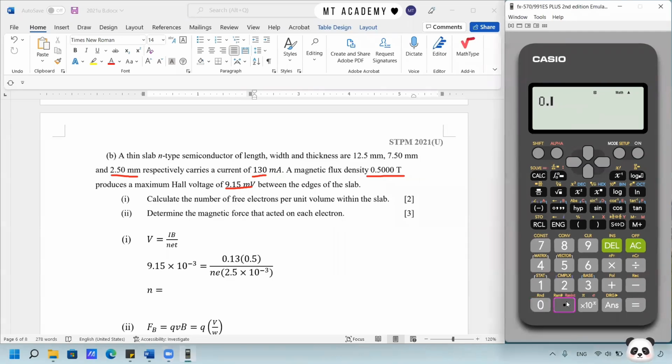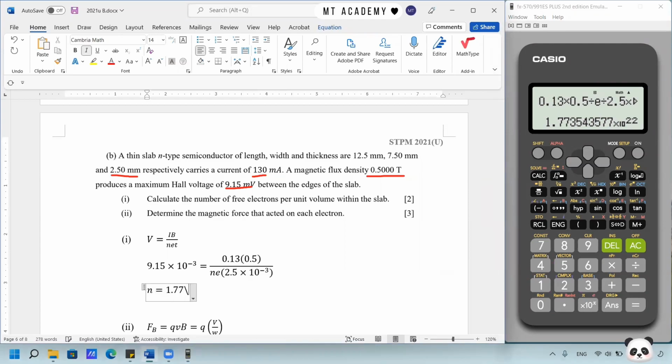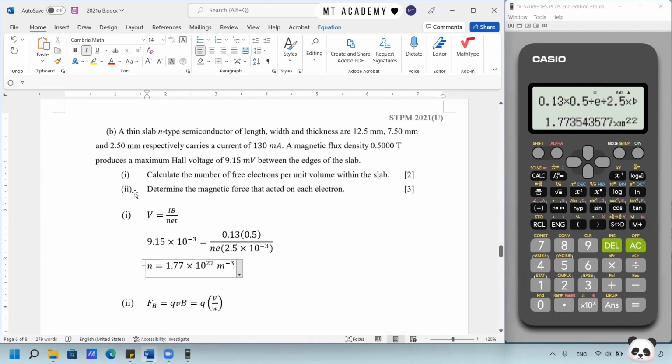So what we have is 0.13 times 0.5 divided by the charge of free electron divided by thickness 2.5 milli, and then divide by the Hall voltage 9.15 millivolt. And that is equal to 1.77 times 10 to the power of 22 electrons per meter cube. Okay, so this is the unit of electron density. Okay, then we move on to the next one.